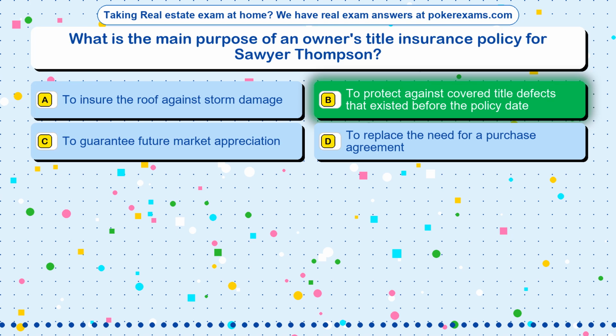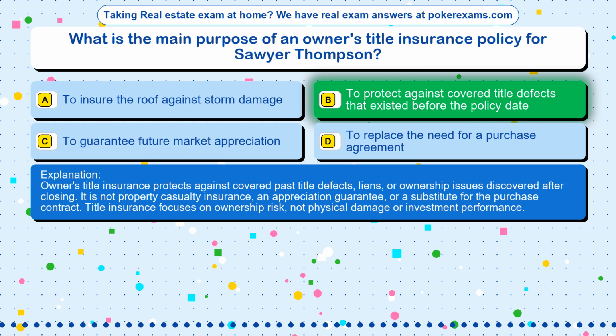The correct answer is option B. To protect against covered title defects that existed before the policy date. Owner's title insurance protects against covered past title defects, liens, or ownership issues discovered after closing. It is not property casualty insurance, an appreciation guarantee, or a substitute for the purchase contract. Title insurance focuses on ownership risk, not physical damage or investment performance.